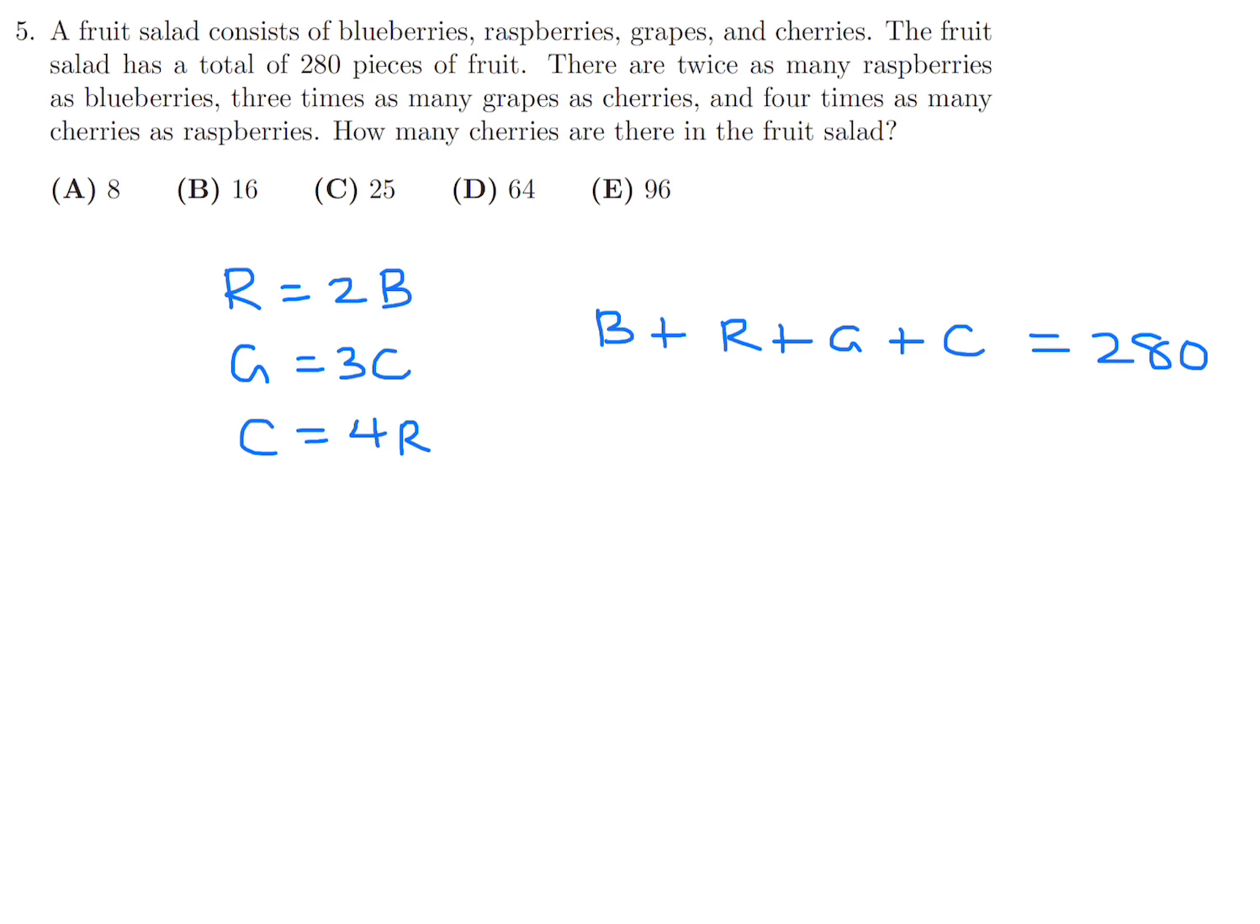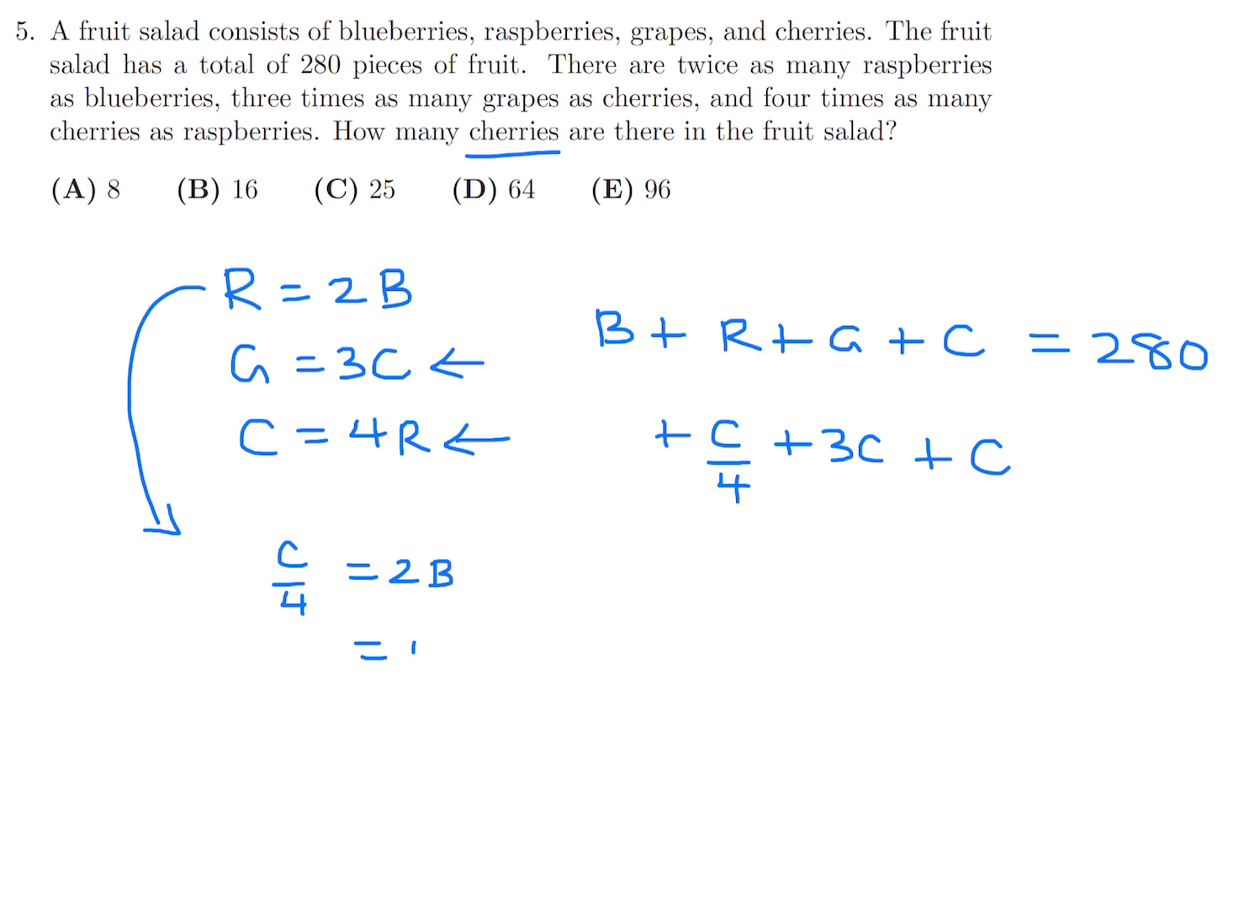And then we just have to make some simple substitutions here. So C remains as it is because that's what we have to figure out. G, I can put 3C, right, from here. R, I can put C over 4 from this guy. And B takes a little bit of work here, not too much. From this one, we know that R is equal to 2B, but R is equal to C over 4. So therefore B is equal to C over 8.